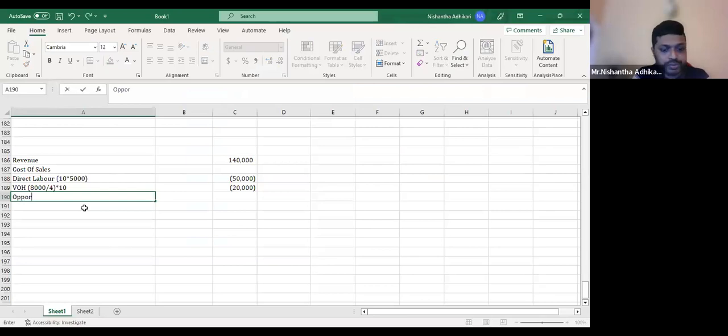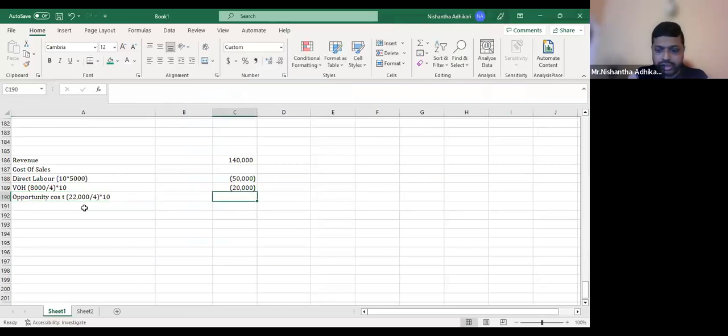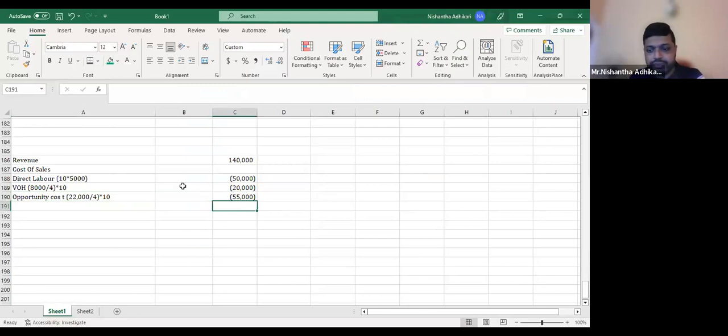Opportunity cost. Currently you are earning 22,000 for 4 hours. Now you need to take 10 hours. How much is it? 22,000 divided by 4 multiplied by 10, it will be 55,000. Now, if you take the answer, you will end up with 15,000 profit.